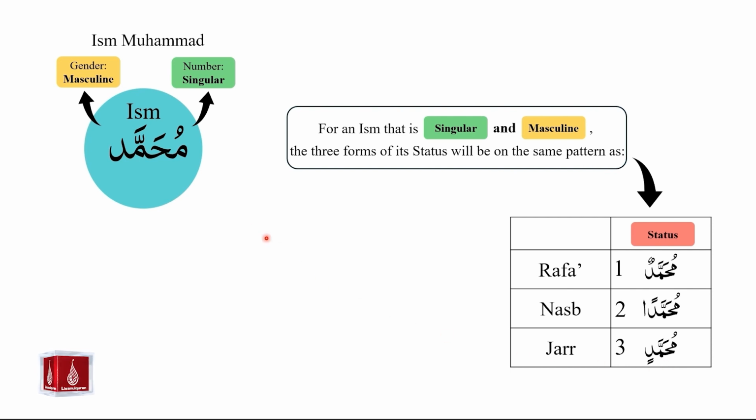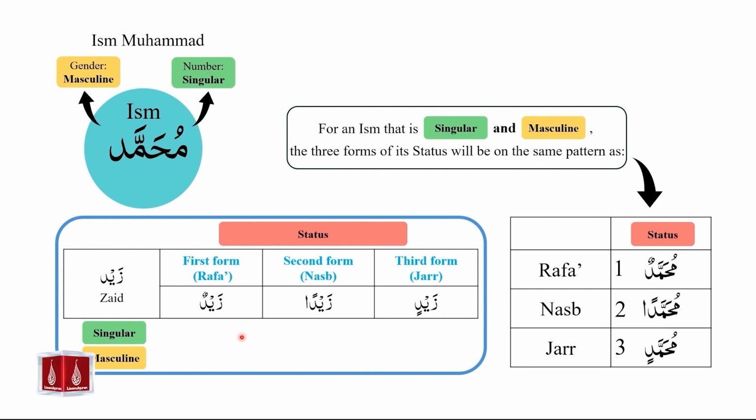So Ism Muhammad in Rafa status will be Muhammadun, Ism Muhammad in Nasab status will be Muhammadan, and Ism Muhammad in Jar status will be Muhammadin. So for an ism that is singular and masculine, the three forms of the status of that ism will be on the pattern of Muhammadun, Muhammadan, and Muhammadin.